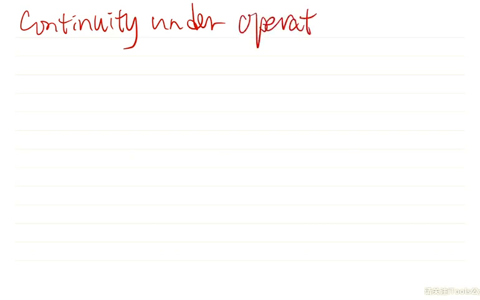We have introduced the concept of continuous functions, and now we want to construct new continuous functions from old ones. This is the continuity under common operations. This is the theorem.